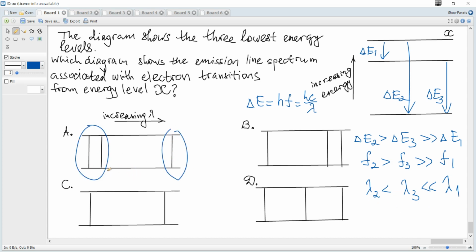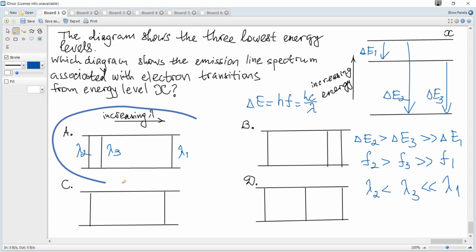So we can see that A is correct, and according to our notation it's lambda 1, lambda 3 and lambda 2.